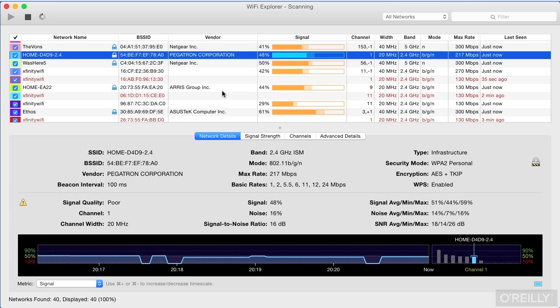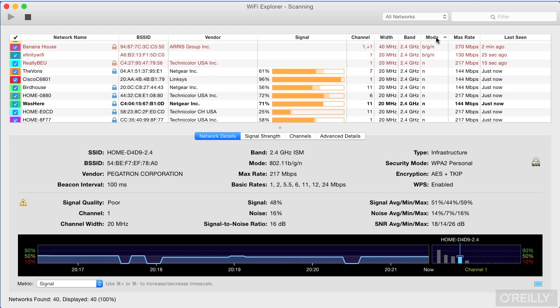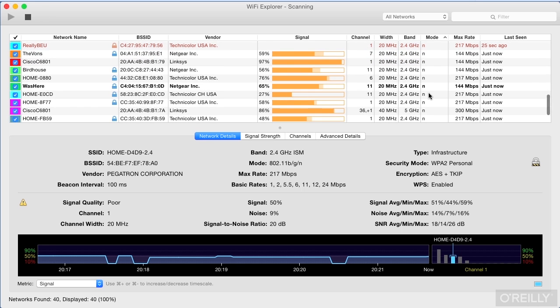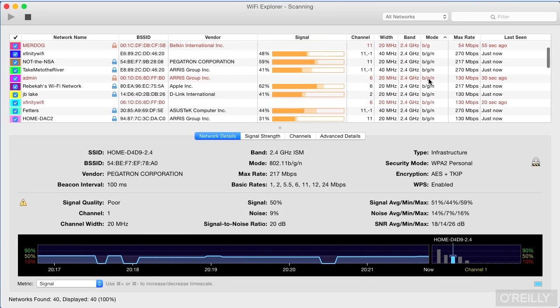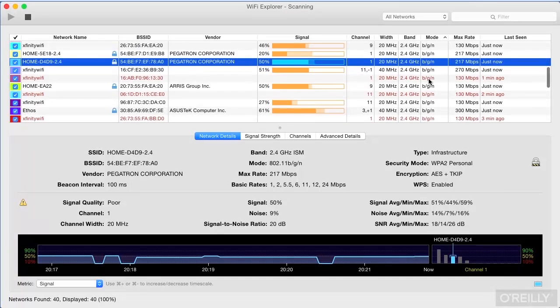We're going to talk about the different modes of 802.11. Over time, there have been several different versions of 802.11. We call those modes. You'll see over here in this column the different modes that are available for the various wireless networks that are within range of me. So you'll see we've got A and B, G, N. There's also AC that I'm not seeing here in this particular list.